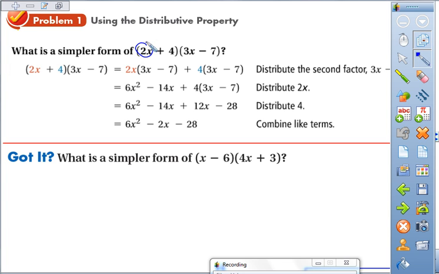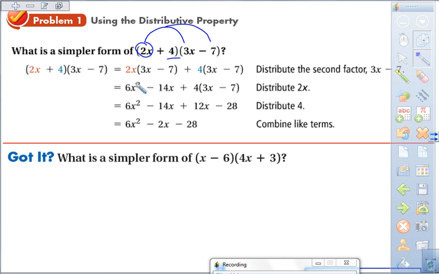If I take the 2x, I have to multiply it here and here. So I get 2x times that chunk, and then I'll do 4x times the chunk. So when I multiply that red 2x through, I get 6x squared minus 7x, which makes minus 14x. When I distribute the 4 through, I get 12x minus 28. And then I have to combine like terms, and that's where my negative 2 comes from.